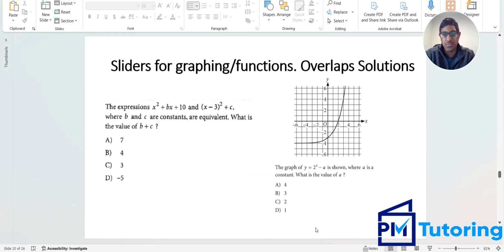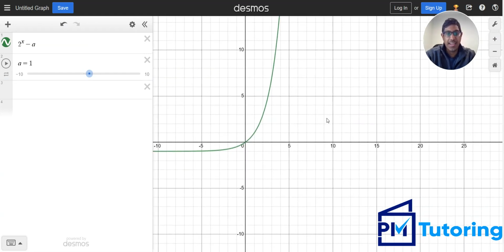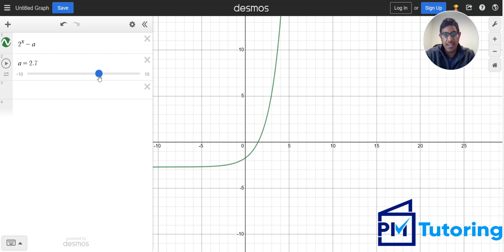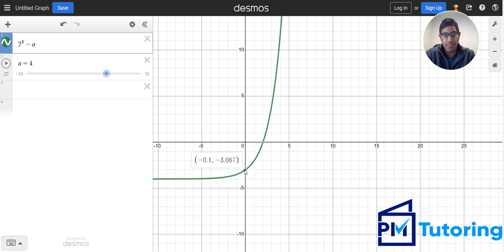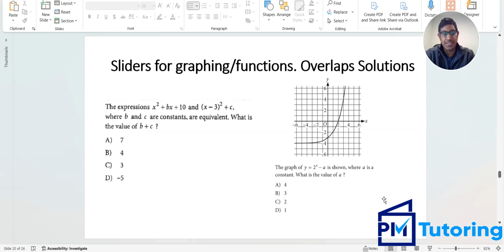And our a values range from 1 to 4. So we can slide from 1 to 4. And again, we want an x-intercept at -3. So not at 1. Here we go. And that looks to be about -3. We can click on it and get our y-intercept, 0, -3. That's correct. So the a value is actually 4.